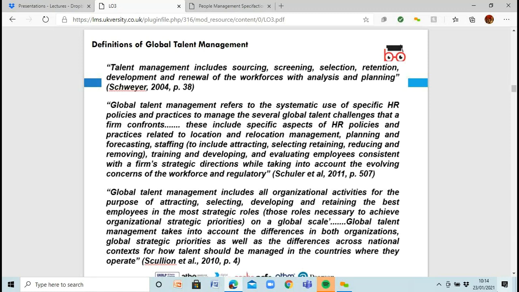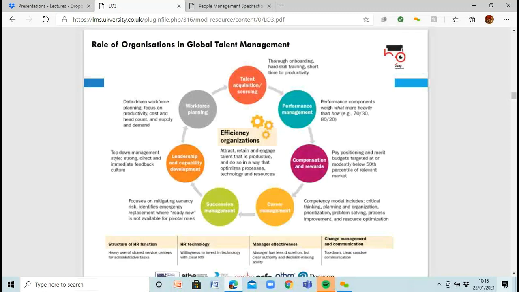So we've got a few definitions on here. So talent management includes sourcing, screening, selection and retention, development and renewal of workforces with analysis and planning. So we mentioned a little bit of this in Learning Outcome 2 also.